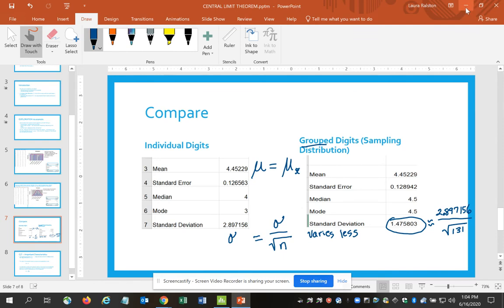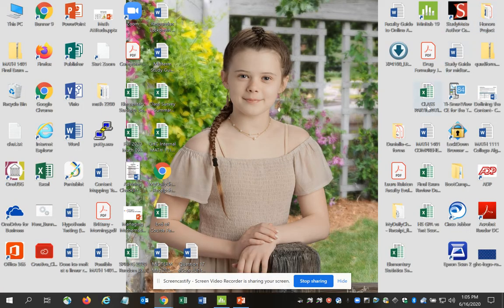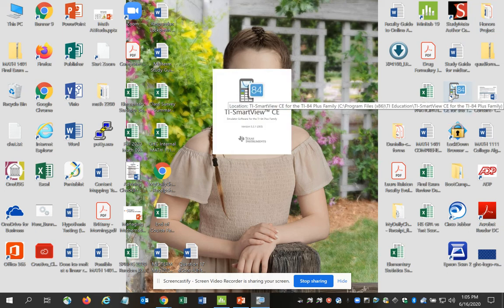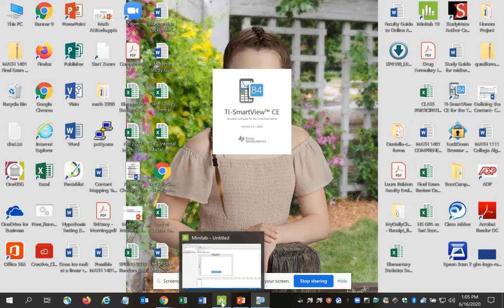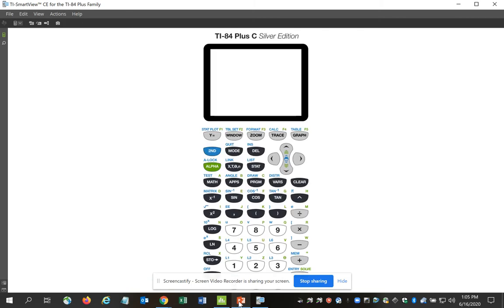Let me see if I can get my calculator pulled up where you guys can see it, and I can really prove that to you. You don't think I'm just telling you a story. It takes just a minute to come up. There are really three things that are going to come out of the central limit theorem. But here's my calculator, so let me prove this to you.